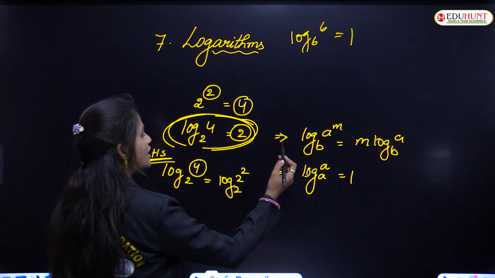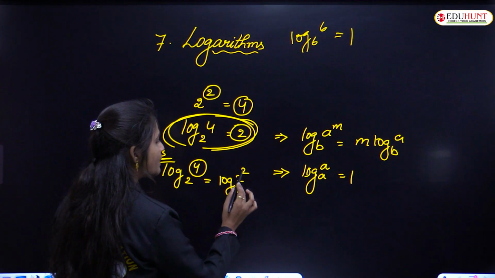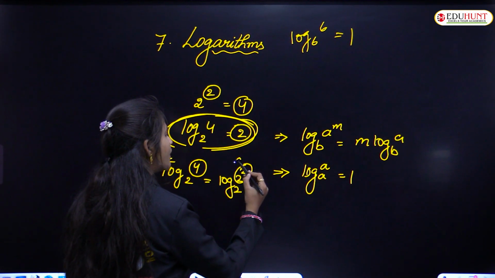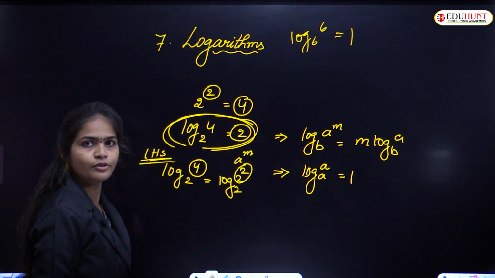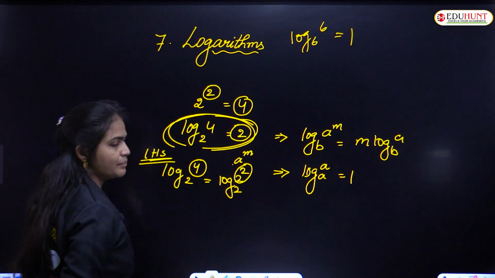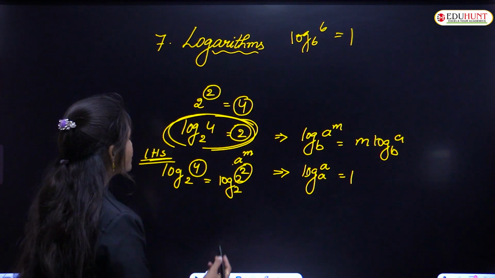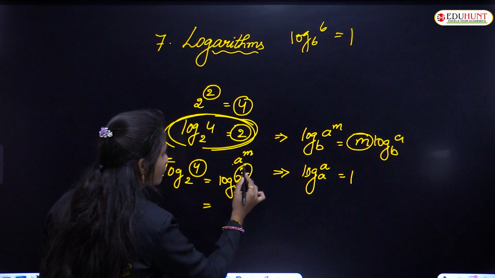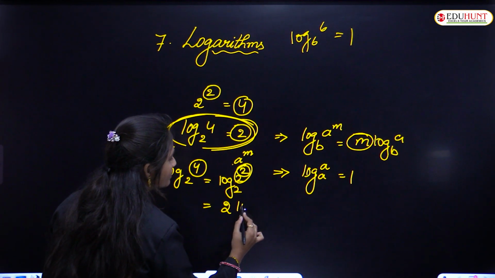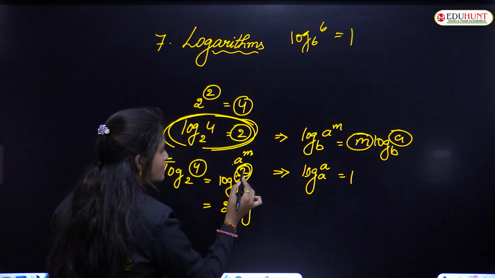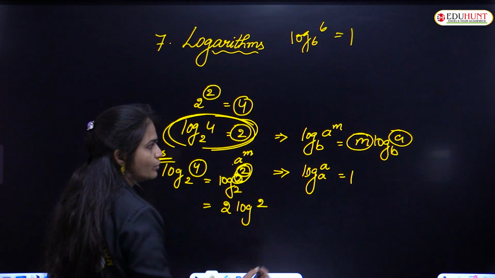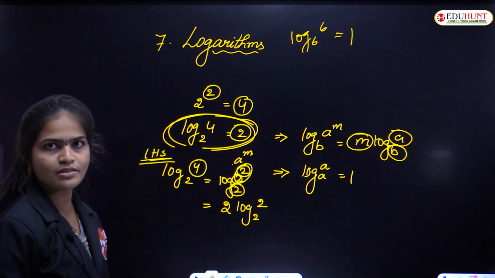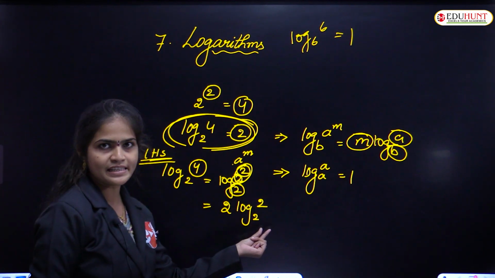Now this is in the form of log a base b, and here a power m is there. Here 2 square is a power m. So here we can write this with m coming forward. m coming forward means 2 is there, and the leftover a is 2. So write 2 here, and b is also equal to 2. b is nothing but the base, no? So 2 log 2 base 2.